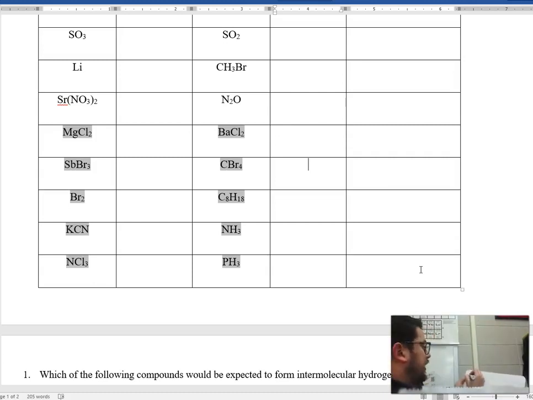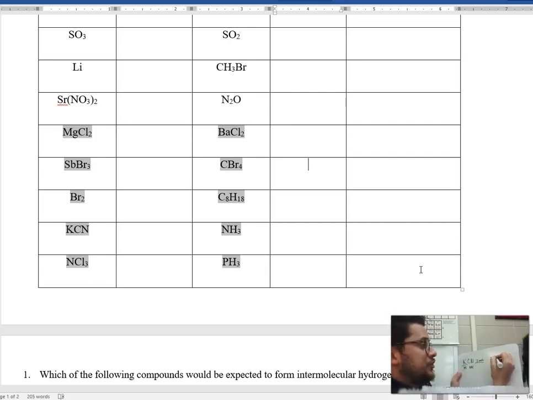KCN. Look on the periodic table. K is a metal. Carbon and nitrogen are both nonmetals. I have a metal and nonmetal from the chart. Must be ionic.